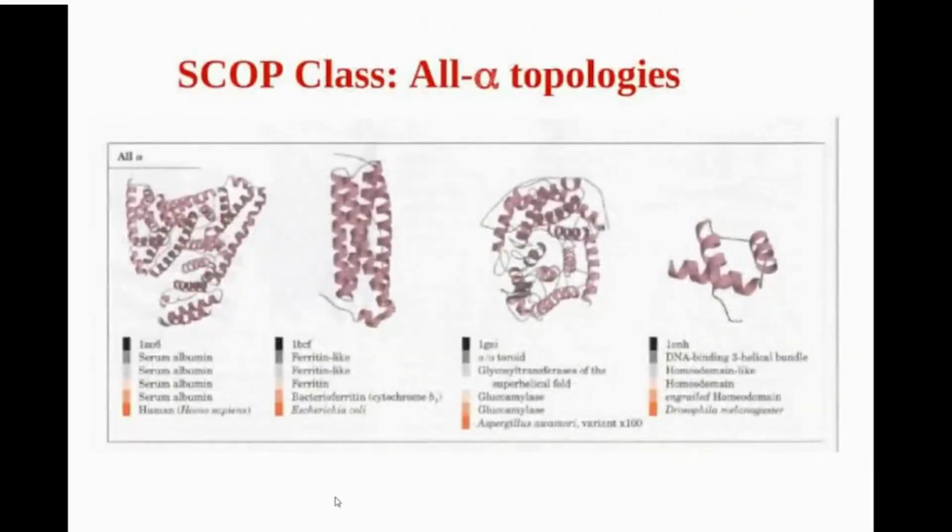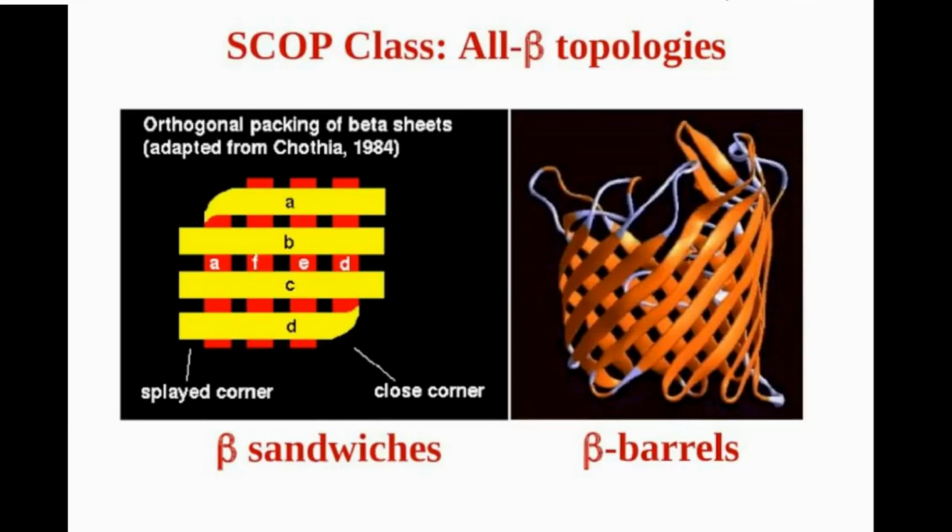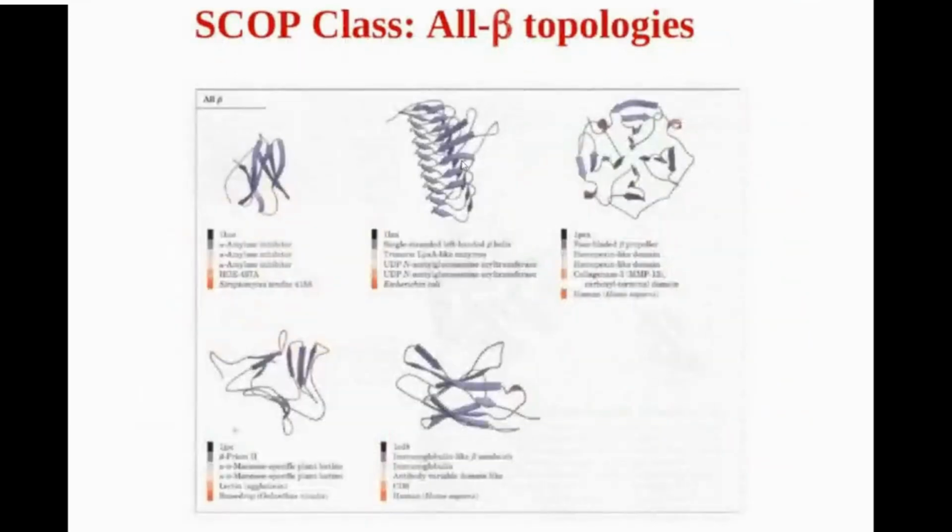Here I have shown you the topologies of different classes. Like all alpha can take this many topologies. Topologies means fold. Okay, so all alpha can take the different topologies I have shown you here. All beta topologies. All beta can take sandwich model, can make the beta barrels, depending upon the arrangement and the chain connection. Okay, see this is also all beta topologies. See the different types of fold taken up by all beta protein.